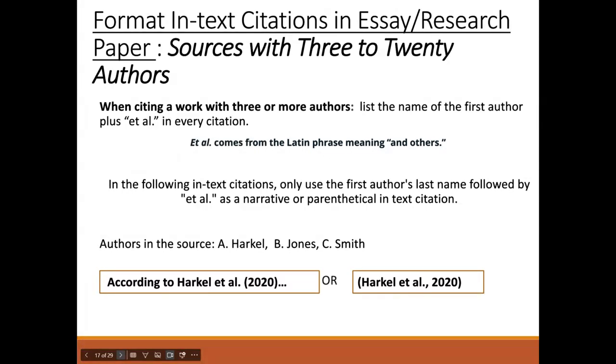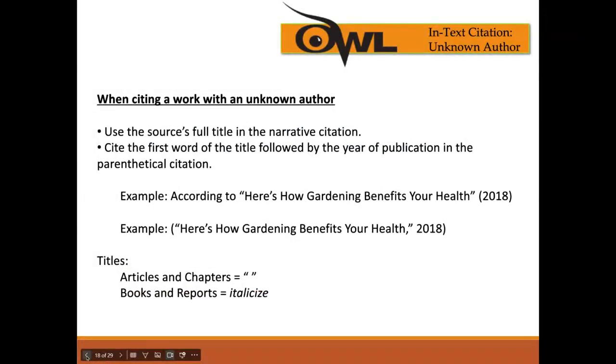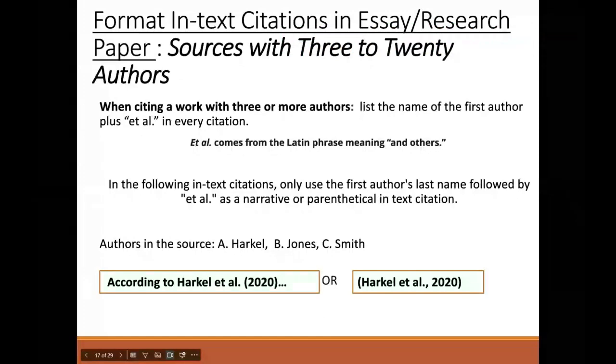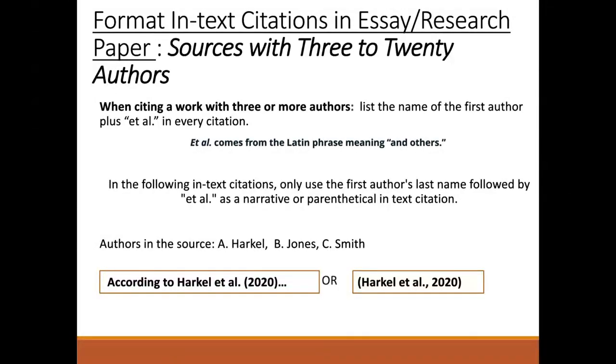So for instance, we have an example where the authors were A. Harkle, B. Jones, and C. Smith. All we're going to do is take the first author that was mentioned, which is Harkle, and put et al. So we have a narrative citation: according to Harkle et al. (2020), and then the rest of the sentence. If we have it as a parenthetical at the end of the quote, you just put Harkle et al., no comma, because we already have Harkle and others. Then the period, comma, 2020, close parentheses.